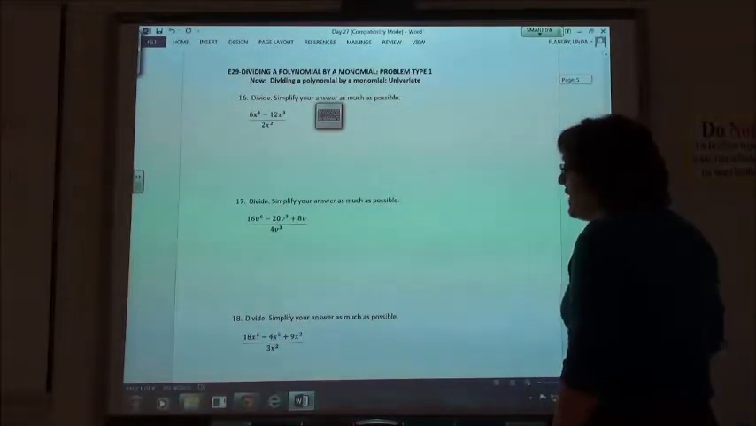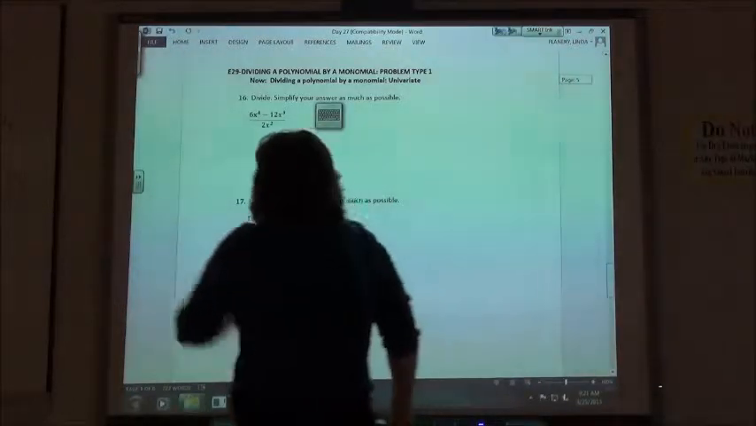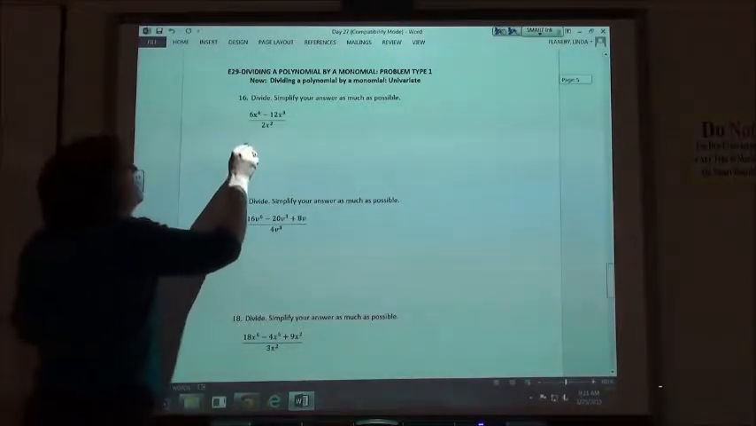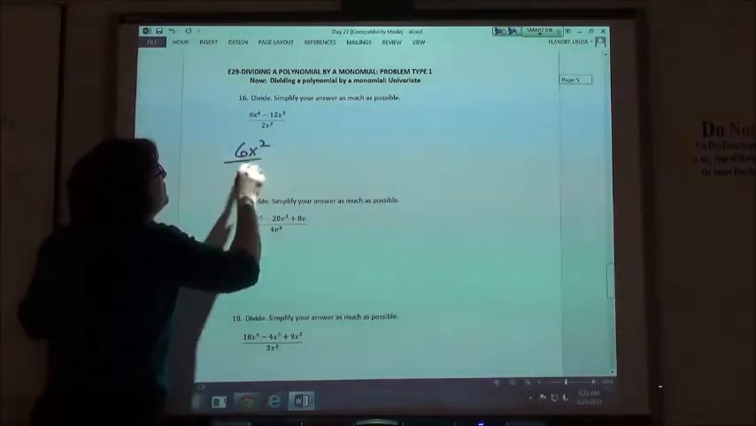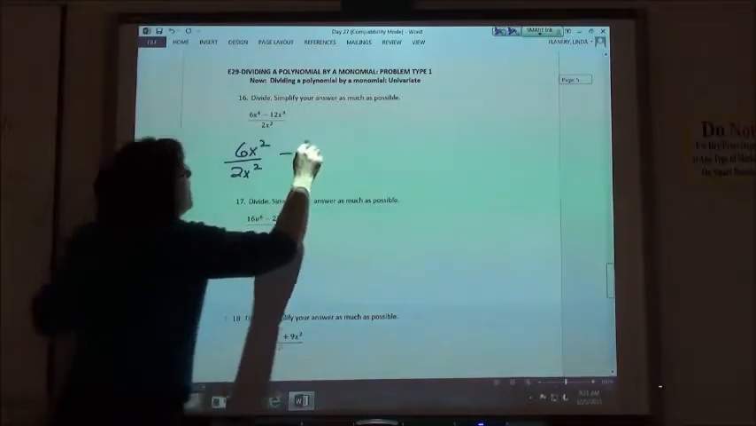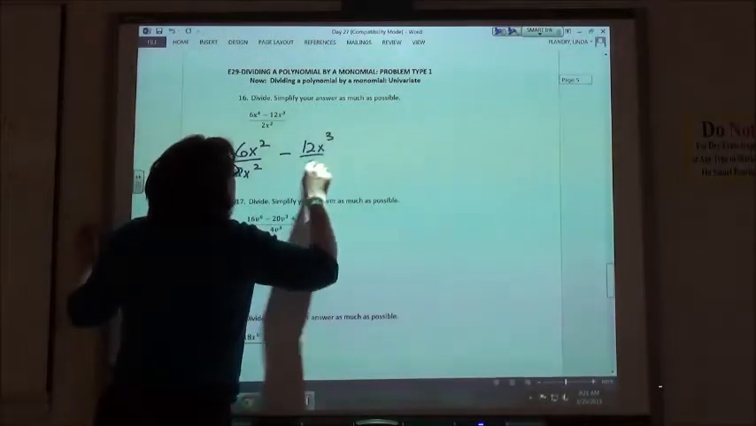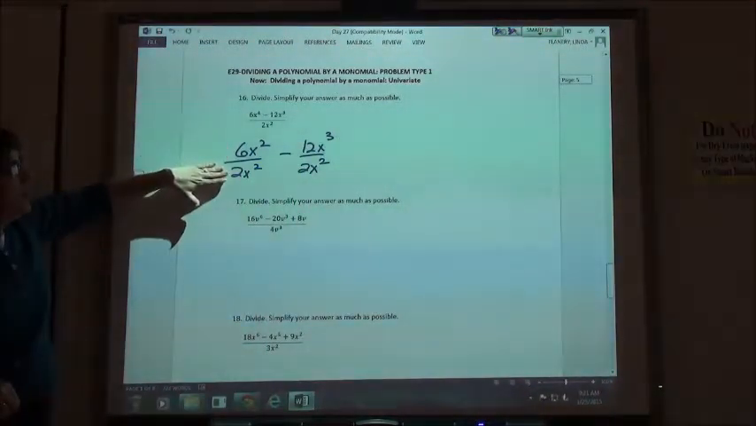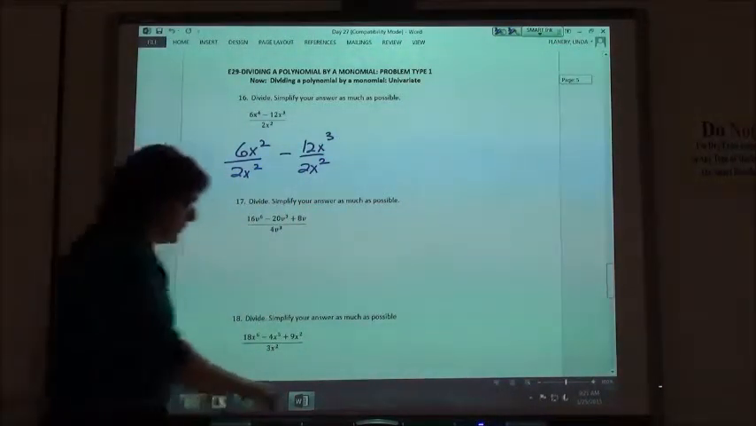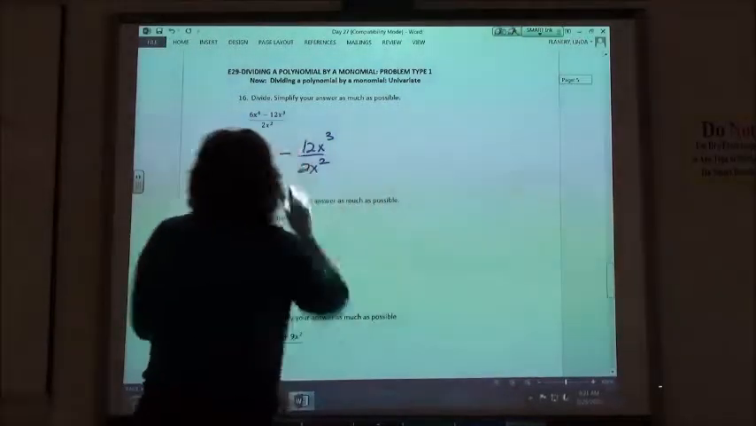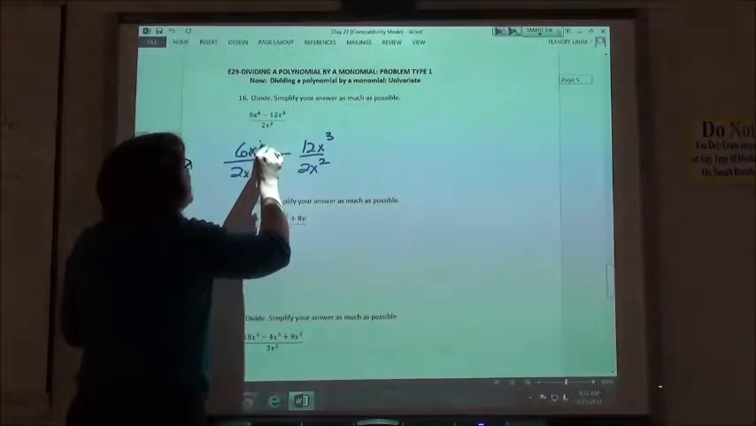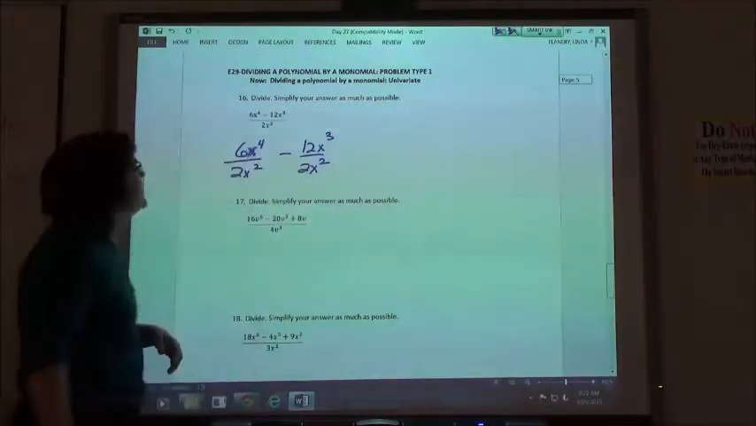16, 17, and 18 are dividing polynomials. And when you divide it, basically you're just going to separate it into each separate fraction and simplify. So I'm going to make this 6x to the 4th divided by 2x squared minus 12x to the 3rd divided by my 2x squared. So we divide our coefficients, we subtract our exponents when we're dividing with the same base.